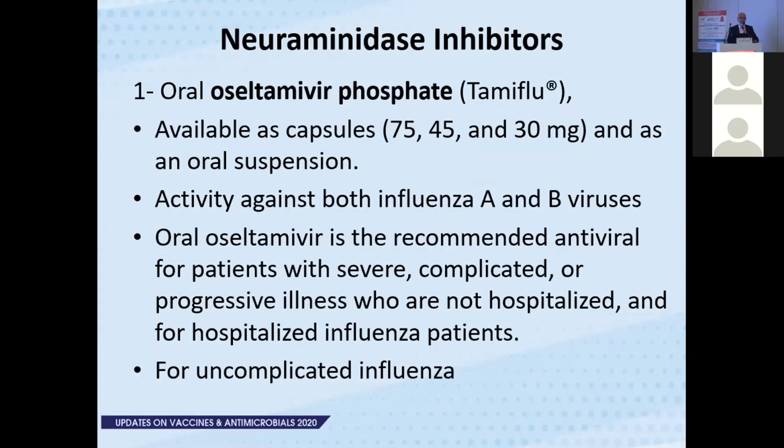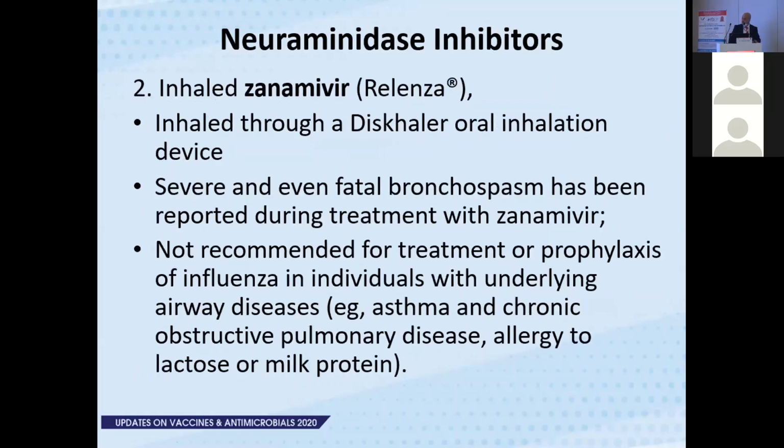You know, we have 3 influenza viruses, A, B, and C. So this Tamiflu or oseltamivir is active against both influenza A and B, which are commonly circulating during autumn and winter. And it is the first drug that is recommended for patients with severe, complicated or progressive illness, in patients who are not hospitalized, or amongst patients who are hospitalized, and for uncomplicated influenza. So nearly you can use it for all categories of infected patients. So it's a good choice, actually.